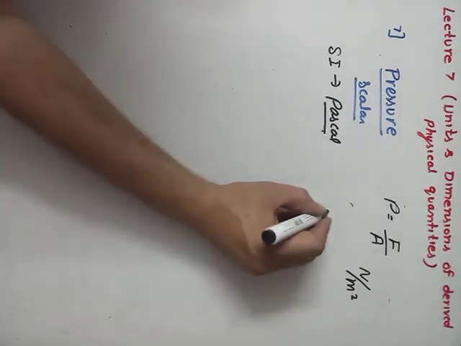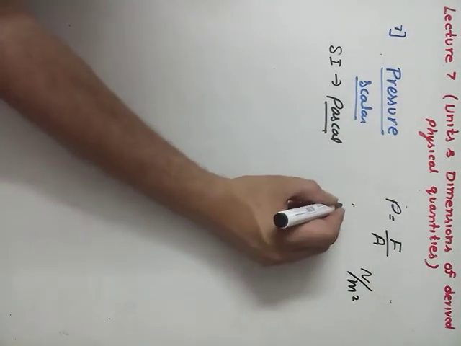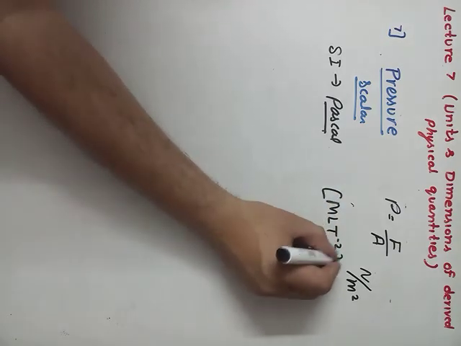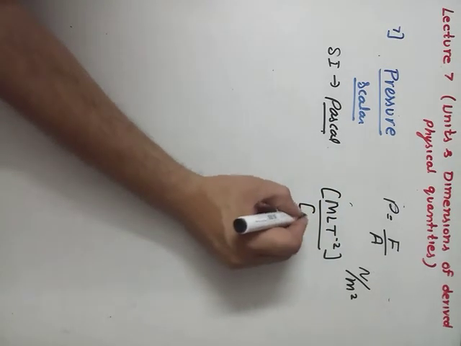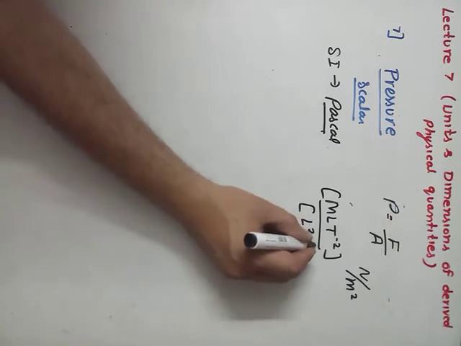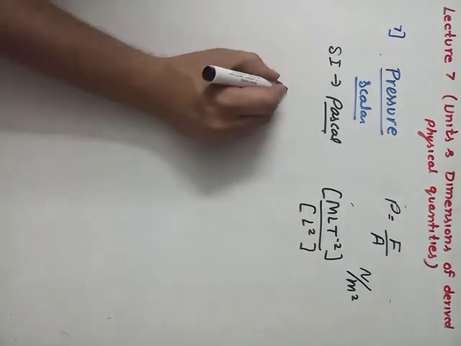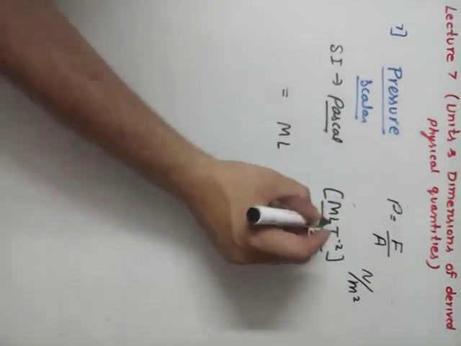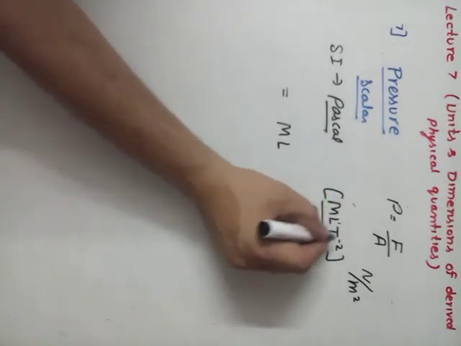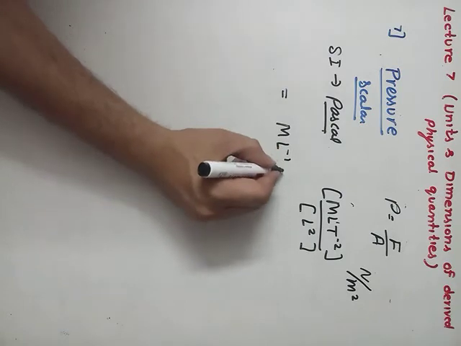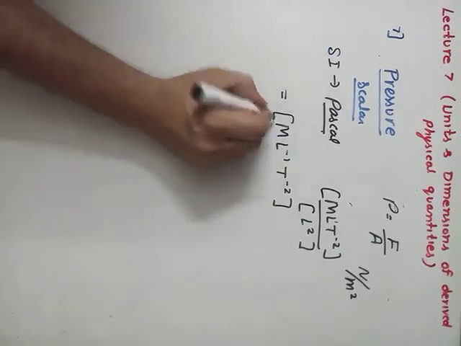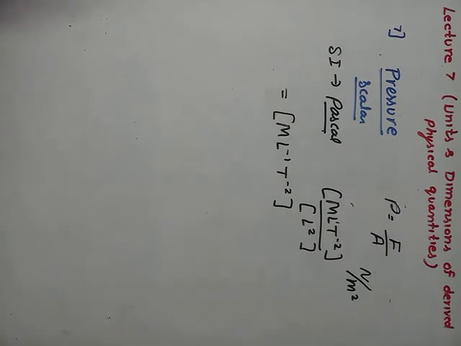The dimension for pressure is, for force MLT minus 2, and for area, length into breadth, it is L2. When this L2 is taken to the numerator, 1 minus 2 is minus 1, so we get ML minus 1 T minus 2. This is the dimension of pressure.